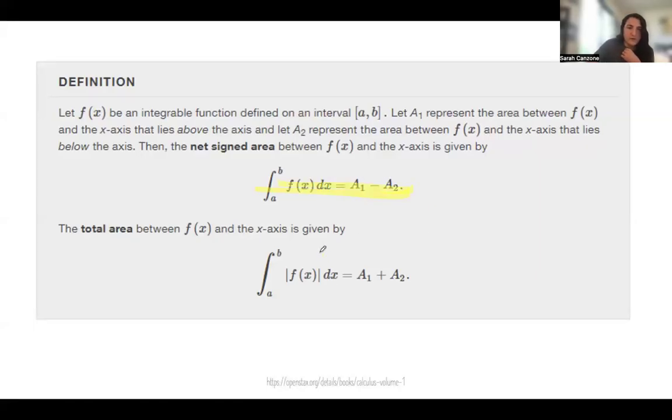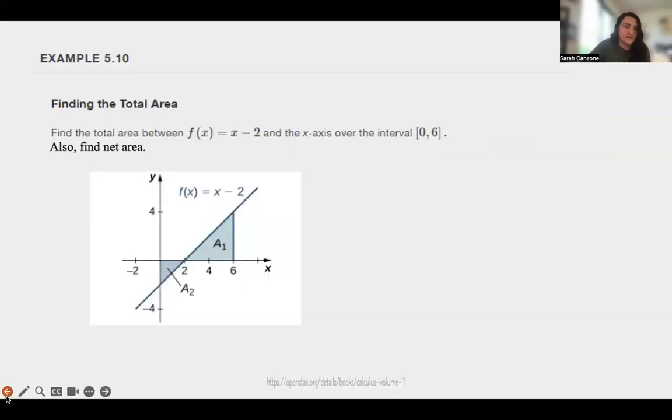But total area says the integral of the positive values is going to be A1 plus A2. So if you have a negative area, compute that area positively, and then add your two areas together to get the total area that you can possibly have. All right, so let's do an example of that.